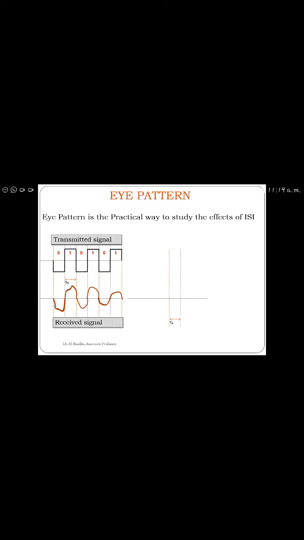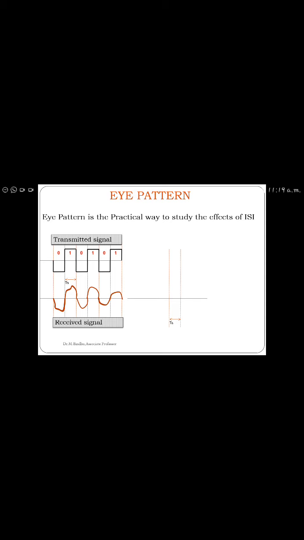Once you know the effect of this ISI, we can eliminate it using correlative coding, which we have seen in the last two videos on the duobinary signaling method. So how do we analyze this ISI? That is called the eye pattern.